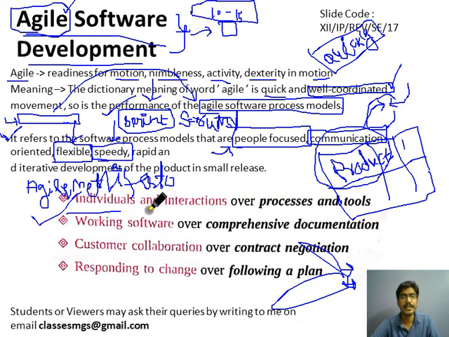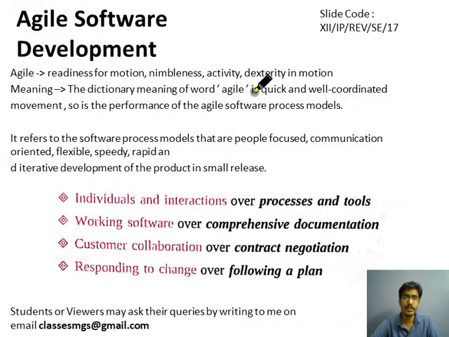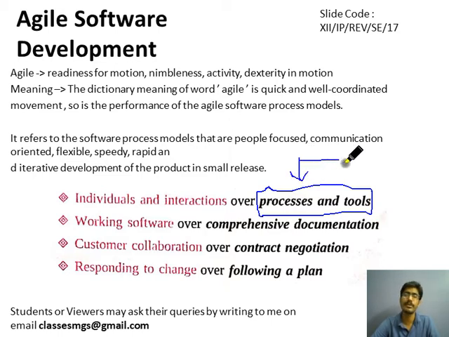First one is the individual and interactions will be followed over processes and tools. In traditional software development, what happens? In traditional software development, we generally focus on the processes more. Like in waterfall model, we were focusing on processes more. Let's suppose we will do first requirement analysis, then we will do design, then implementation, then testing, then maintenance. These are the various kind of processes followed in the traditional software development models.